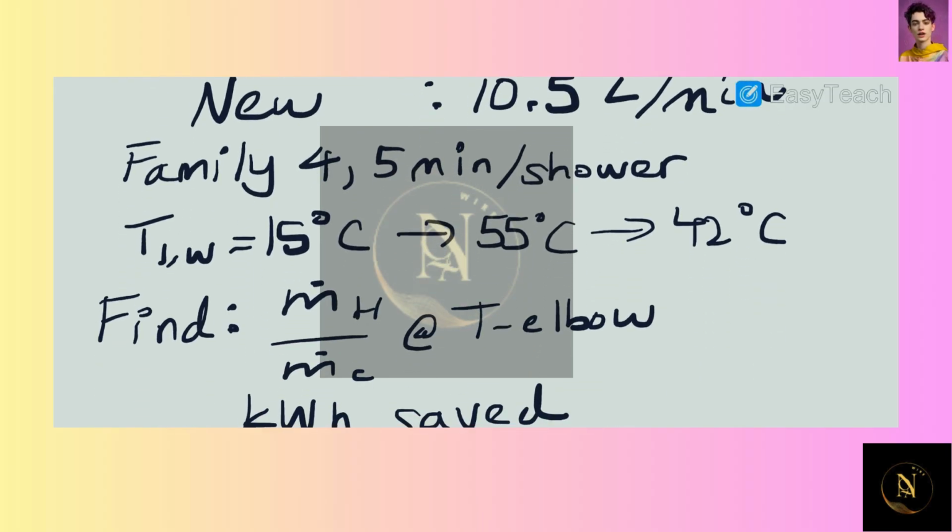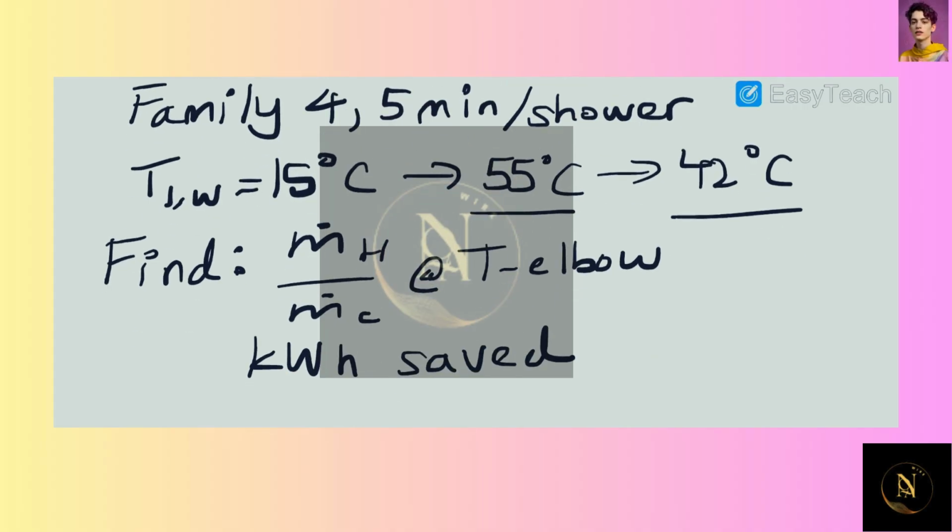And we know that the city water is coming in at 15 degrees C, is heated up to 55 degrees C, but then is chilled back down to 42 degrees C. What we're asked to find is the ratio of the hot to cold mass flow rates of the water, and we're also asked to find the energy that's saved by using this new shower head.